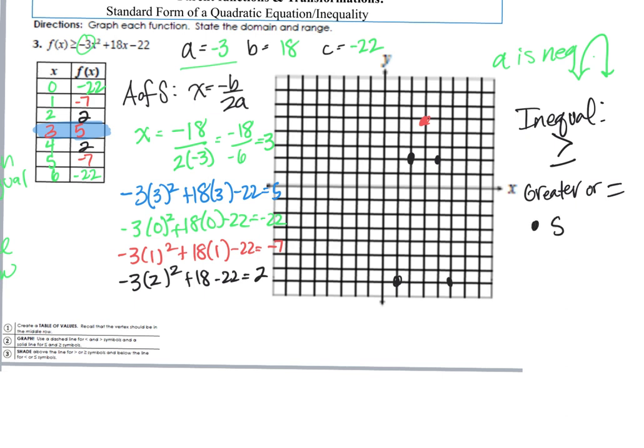That tells me that I can have a solid line because it was "or equal to," that bar right there. So we're going to have a solid line to connect our points. Make sure again it's rounded. And then am I shading above or below the vertex? Greater than means to shade above. Shade above the vertex.